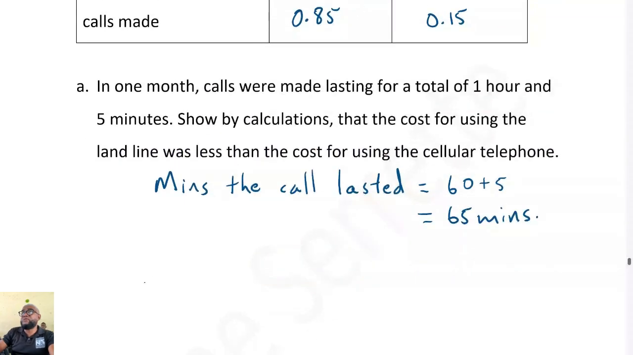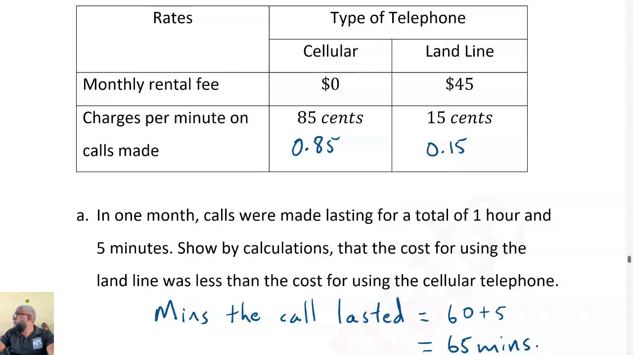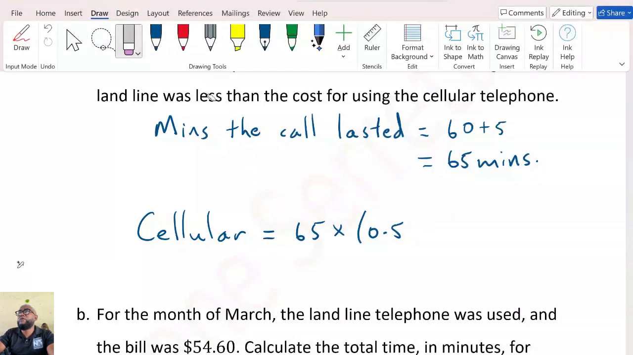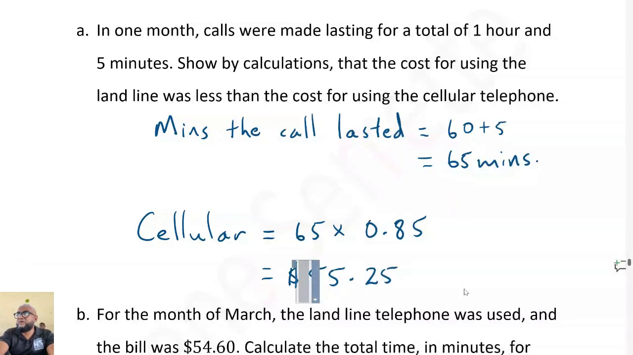Now for cellular, let's look for cellular. Cellular would be equal to 65 multiplied by the cost per minute for cellular phones, 0.85. There's no monthly fee. So it'll be 0.85 you're multiplying by, right? What's the cost here for the cellular? $55.25. That's the cellular.